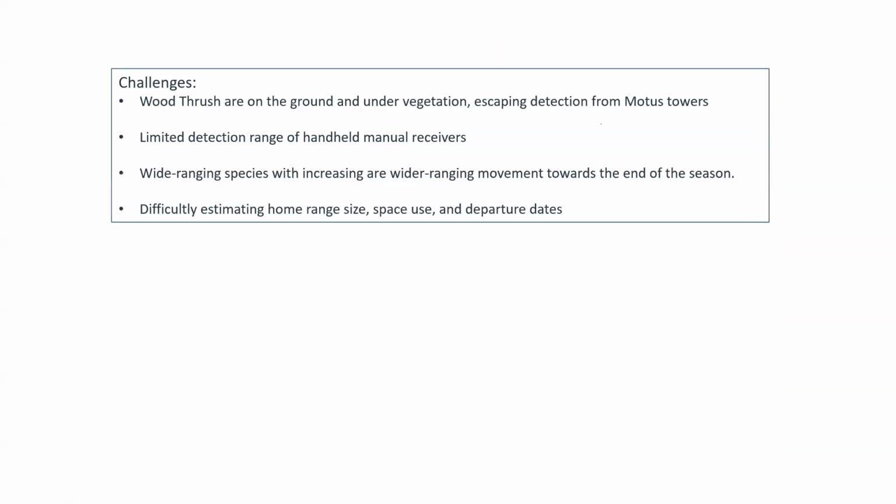And so here we are with a species that remains a bit cryptic, even when radio tagged, and escaping reliable detection from traditional Motus towers, and not so straightforward to manually track either, which makes it difficult to estimate home range size, space use strategies, and departure dates.